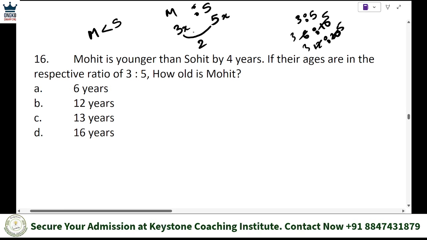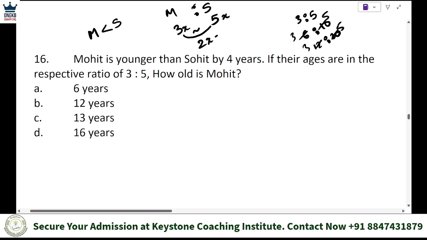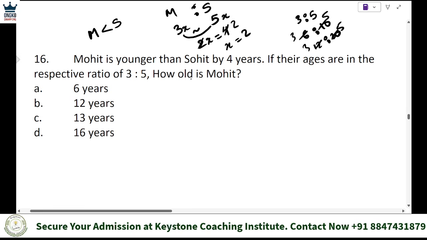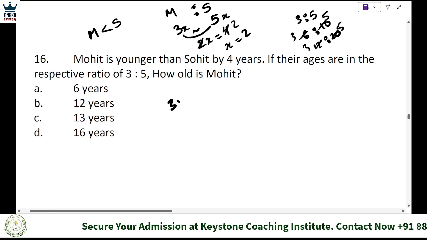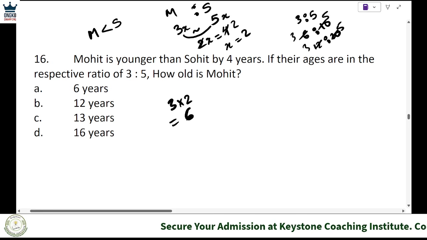So the difference is 2x, right? Then this 2x is equivalent to 4 years. So 2 times x is equal to 4, so x is 2. How old is Mohit? Mohit is 3x, so 3 times 2 is 6. So Mohit is 6 years.